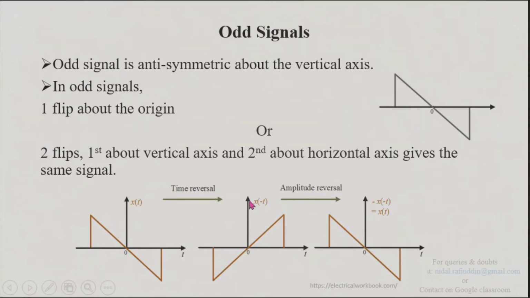Flipping about the vertical axis is also called time reversal. Flipping about the horizontal axis is called amplitude reversal, because in the case of time reversal we are changing the x-axis, which is the time axis, interchanging them. While in the case of amplitude reversal, we are changing the amplitude axis, negative with positive and positive with negative. This can also be checked through the animation.